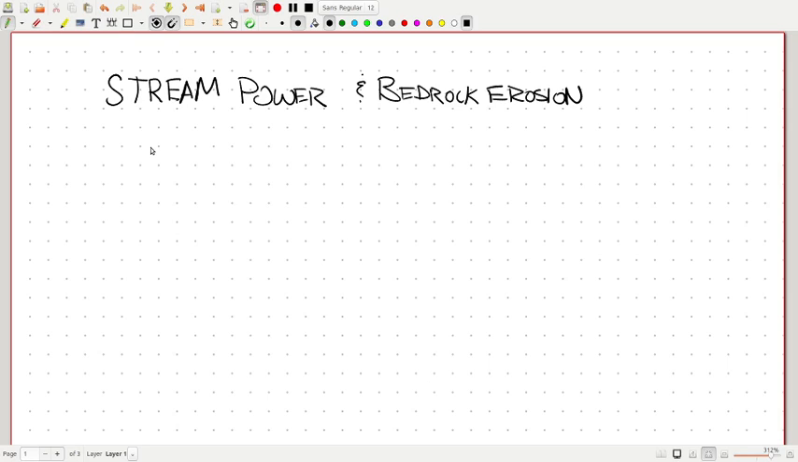But today we're going to talk about a different framework, and that's called stream power. And so this is the power, so the amount of energy converted per unit time over a cross-section of a river channel. And to understand power, let's go back to a concept that's probably familiar to you from a physics class. Let's talk about energy.